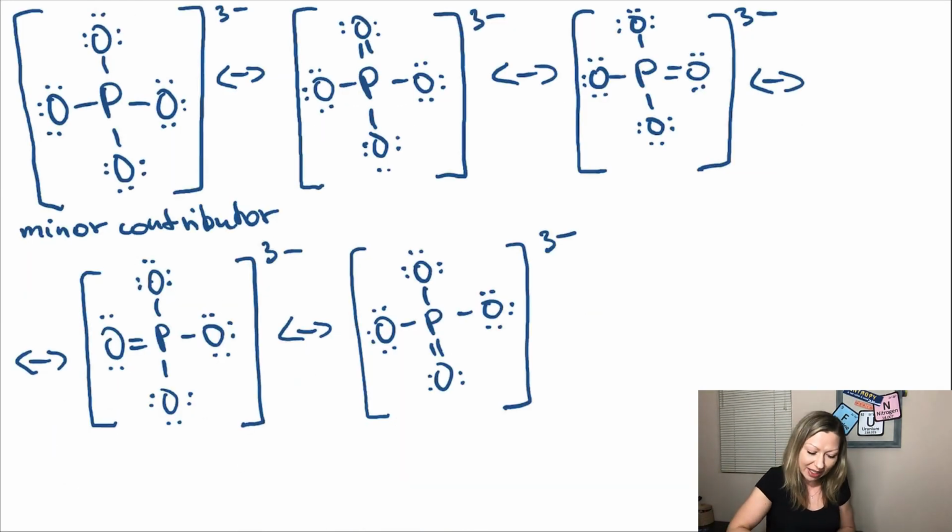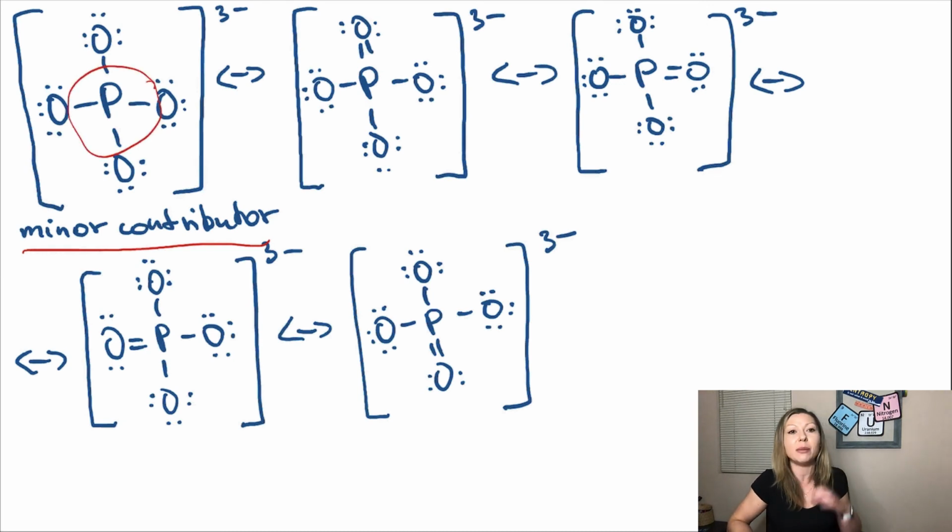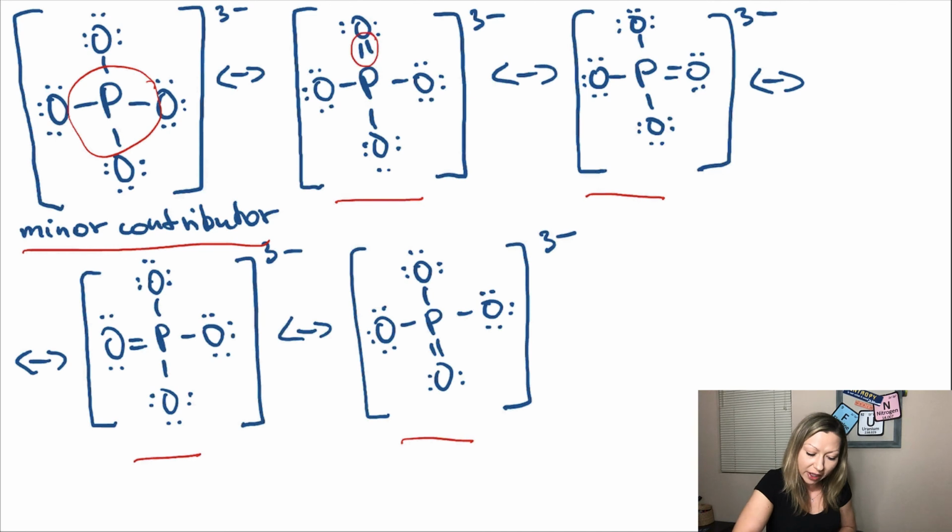So notice that this one here, where we only have single bonds around the phosphorus atom, is a minor contributor. However, it is still a valid Lewis structure because we do not have negative charges on atoms that are less electronegative than the other ones. And these other 4 resonance structures are just the same structure moving around the double bond or the placement of the electrons. All right, I hope this makes sense.